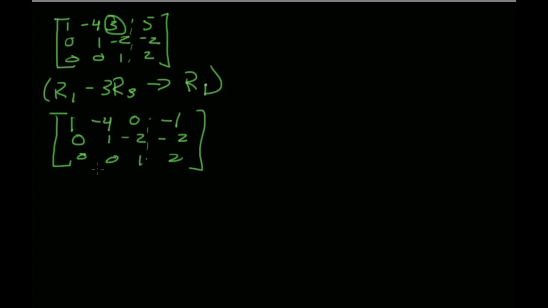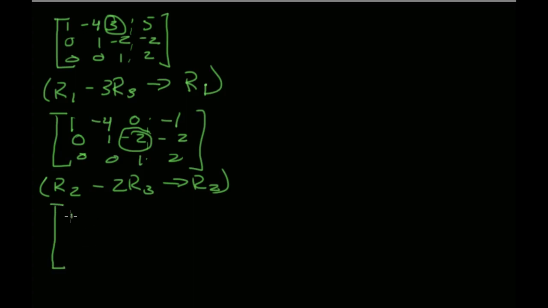Okay, so let's do another row here. Now the one that needs to go away is this -2. So we're going to take row 2, subtract 2 times row 3, and replace row 2. So leaving the top row alone, 1, -4, 0, -1. This is going to become 0, 1, 0. Let's see, -2 times 2 is -4 plus -2.